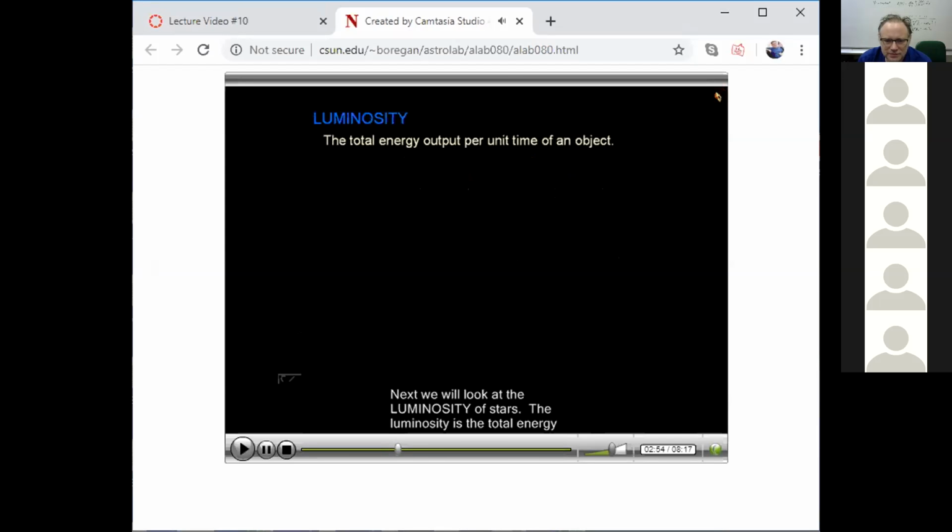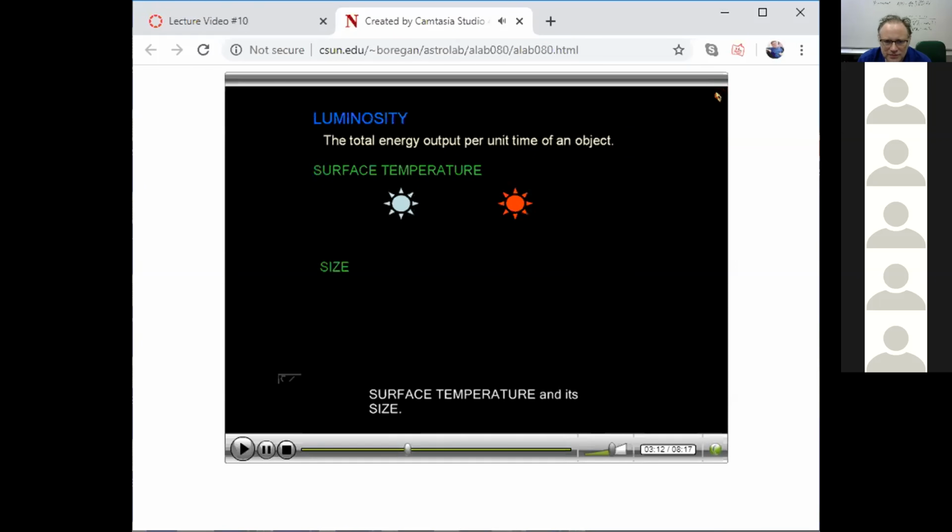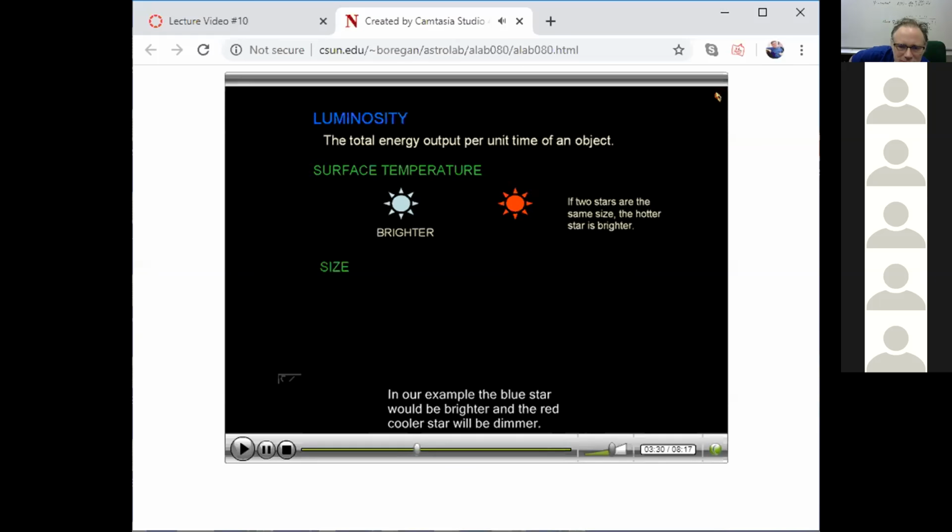Next, we will look at the luminosity of stars. The luminosity is the total energy output per unit time of an object. It depends on two basic properties of the star: its surface temperature and its size. If we have two stars of the same size but different surface temperatures, the hotter star will be brighter. In our example, the blue star will be the brighter star, and the red, cooler star would be dimmer.